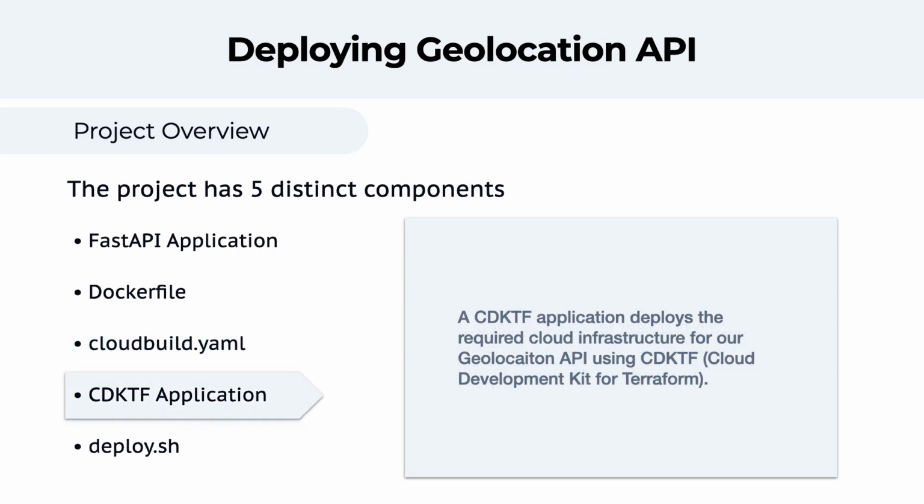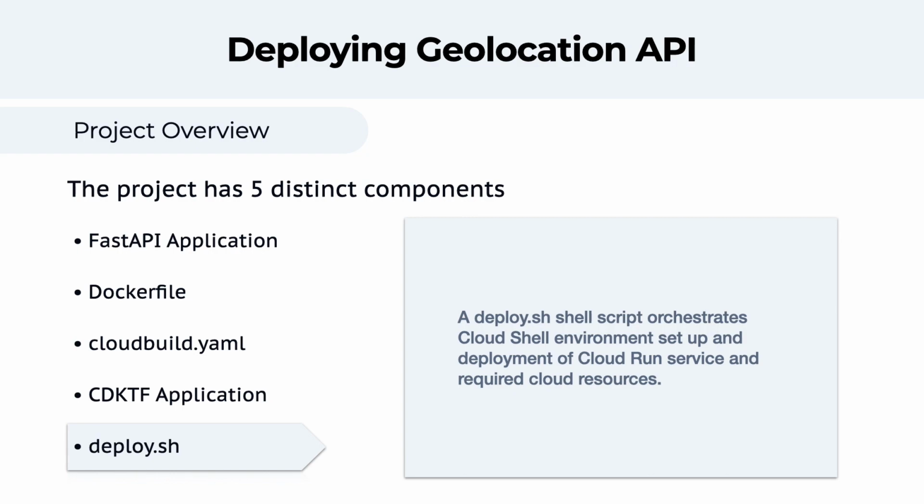A CDKTF application that deploys the required cloud infrastructure for the API using CDKTF, that is Cloud Development Kit for Terraform. A deploy.sh shell script that orchestrates Cloud Shell environment setup and deployment of Cloud Run service and the required cloud resources. For the purpose of deployment, we will only be executing our shell script, which will take care of setting up our environment and deploying our CDKTF application. However, before we run our script, we need to manually do a few things.